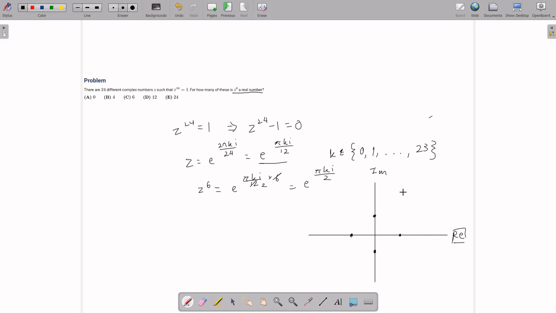So since we know that it's divided into evens and odds, we know that there are 24 elements in here, and half of them are even, half of them are odd, so we just divide by 2, and you get 12 values of k, and therefore 12 roots of this polynomial such that z to the 6th is a real number. Our answer is D, and we are done.